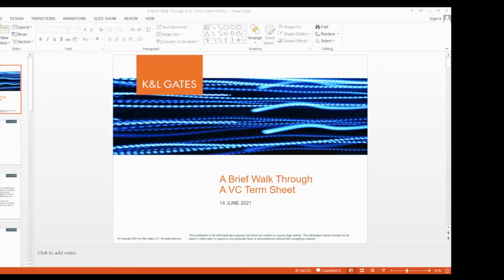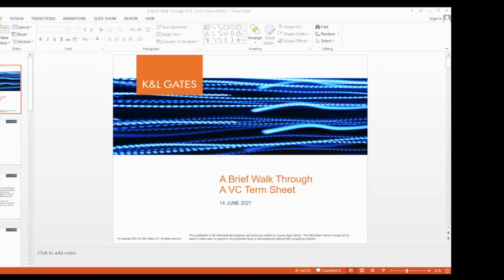So to get started, a term sheet is your preliminary, initial document that you're going to be seeing. It's not intended to be a binding document, but it sets out your key terms and principles upon which you're going to be starting your negotiation process and hopefully end up with a binding investment agreement or an SPA.